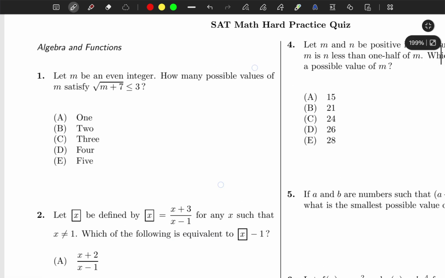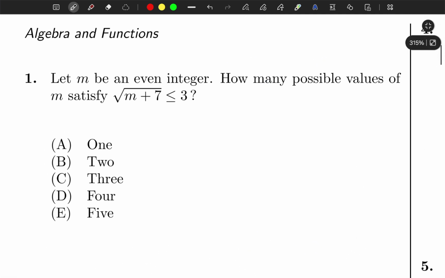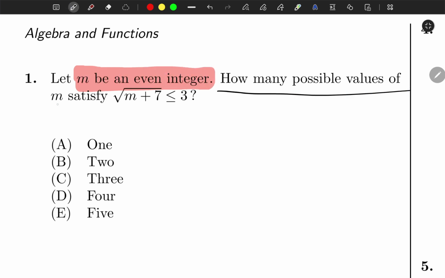So let's start with the first question. The question says, let m be an even integer. Okay, so that is something that the problem statement has told us. It's going to be even. And then they're asking how many possible values of m satisfy square root of m plus 7 is less than or equal to 3. So immediately let's just solve this.